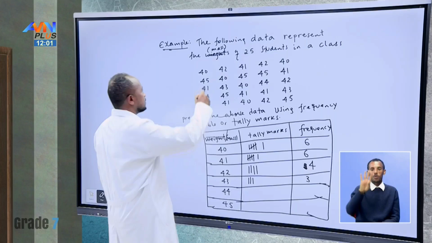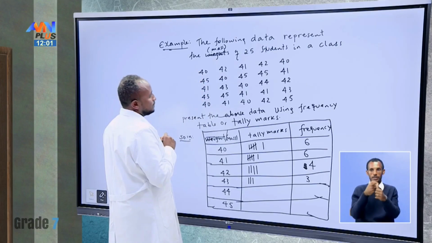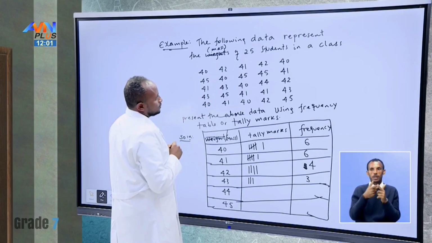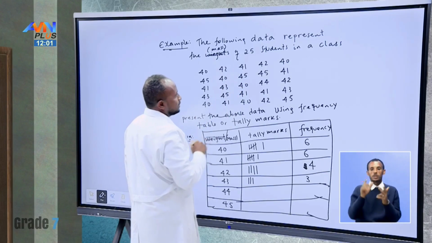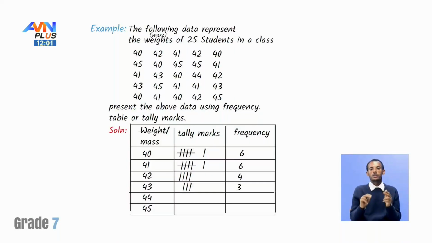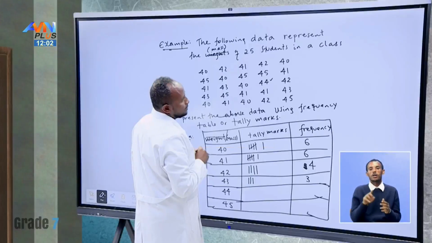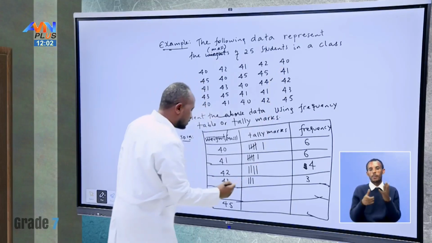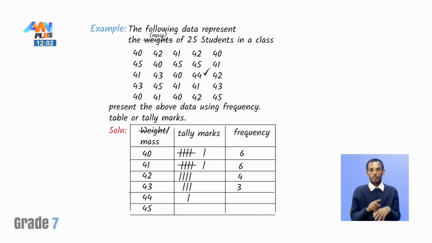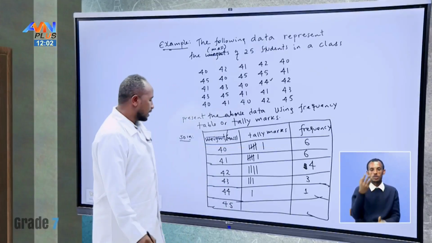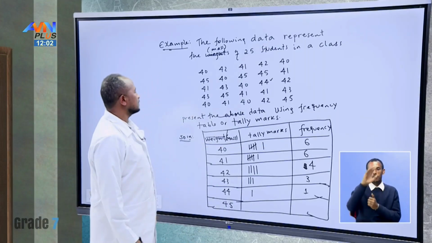Okay, 44, there is no 44 here. Again, there is no 44. There is no 44 here. We have 44 in this column, and there is no 44 here. So 44 happens once, therefore its frequency is 1. Now let's proceed to 45.